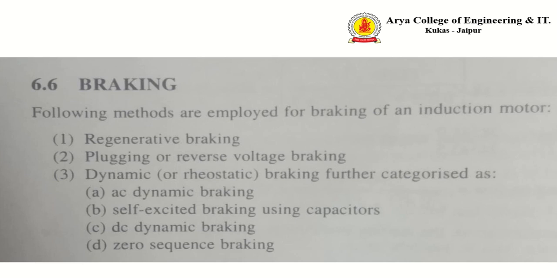The stopping method is the braking method, and there are three types of braking methods. The following methods are employed for braking of an induction motor. First is regenerative braking. Second is plugging, or reverse voltage braking. Third is dynamic braking, also known as rheostat braking. Dynamic braking is further divided into four types: first, AC dynamic braking; second, self-excitation braking using a capacitor; third, DC dynamic braking; and fourth, zero sequence braking.